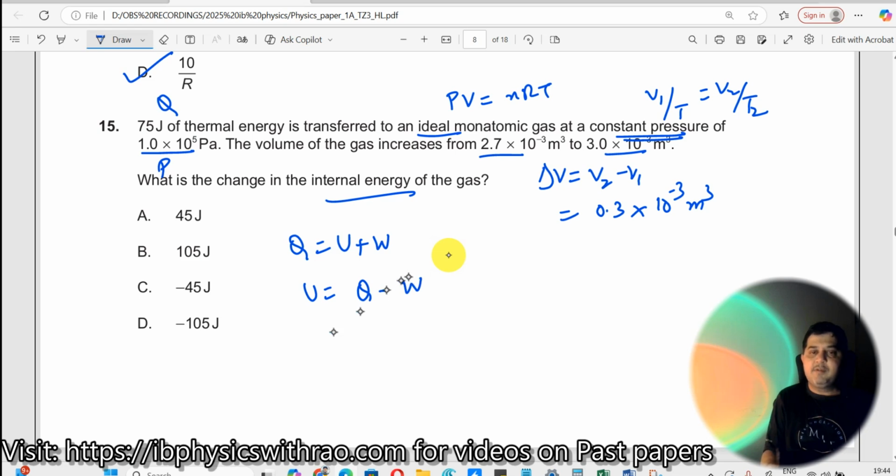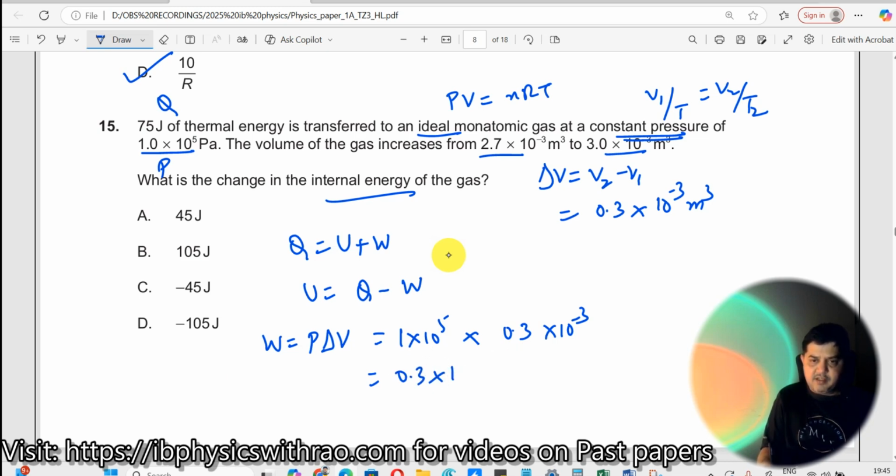Now how do I get this W? W is nothing but P delta V, right? What do you mean by P delta V? That means it's either contracted or expanded. Something has happened. So now you can calculate this value. This should be 1 into 10 to the power of 5, P you have got, multiplied by delta V, calculated over here, which is 0.3 into 10 power minus 3, which should be equal to 0.3 into 10 square, which is 30 joules. Okay, this is the amount of work done.